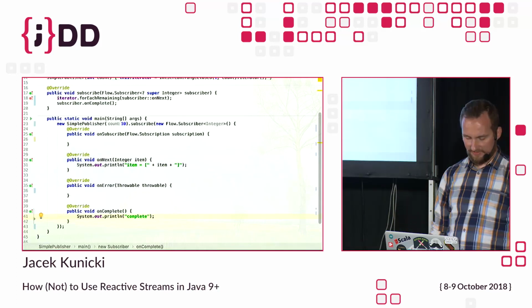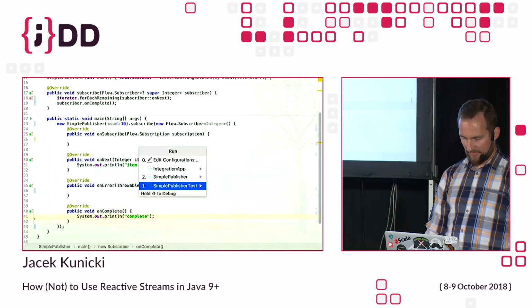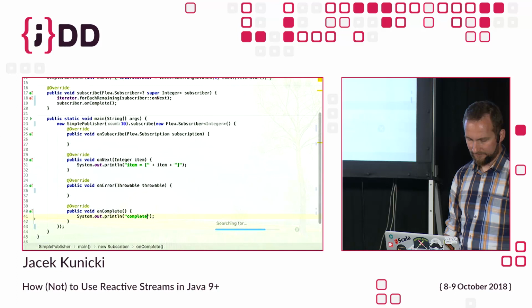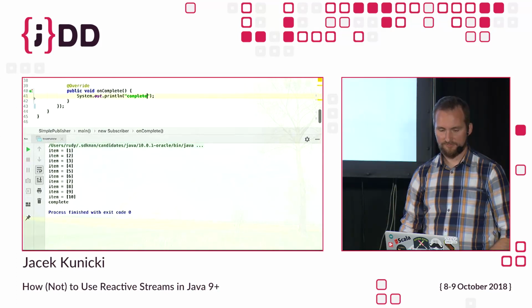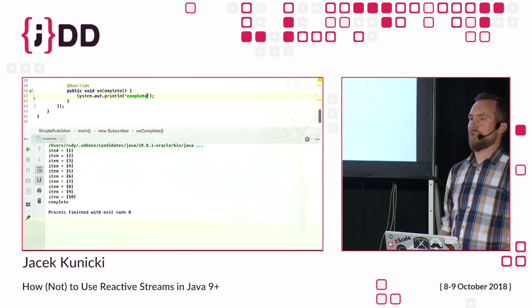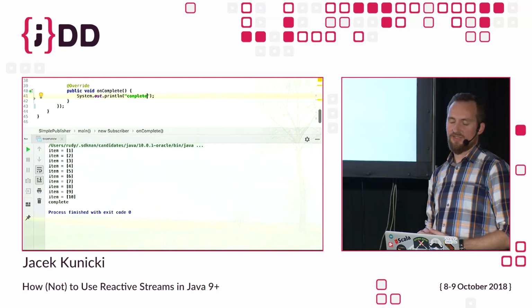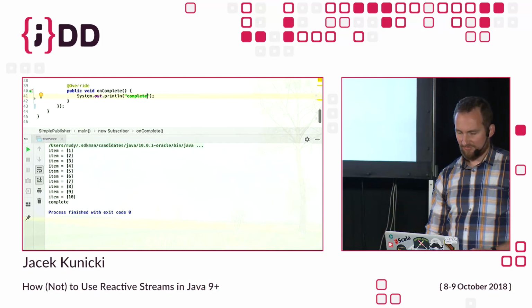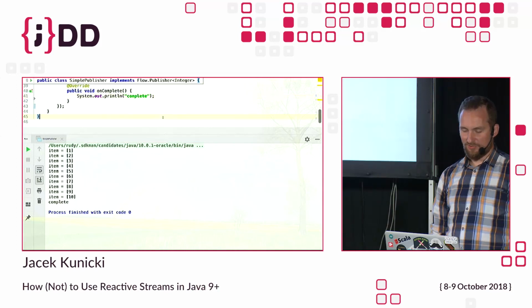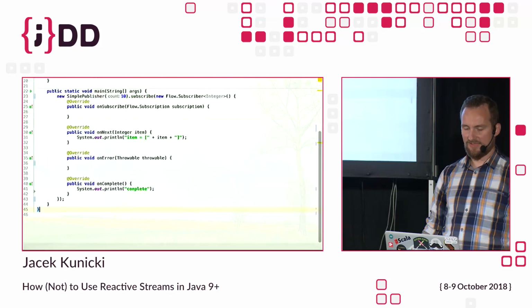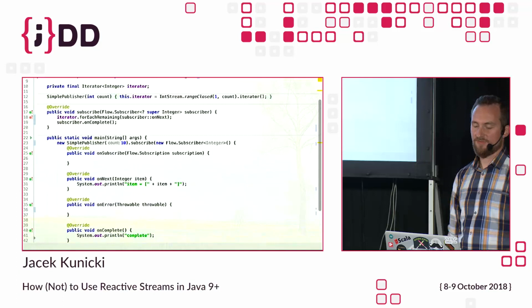Let's now try to run it and see what happens. So, well, it looks like it worked. All the elements have been emitted, they have been processed, the pipeline has been terminated. So we could think that this is a good way of implementing a publisher, but it's not.